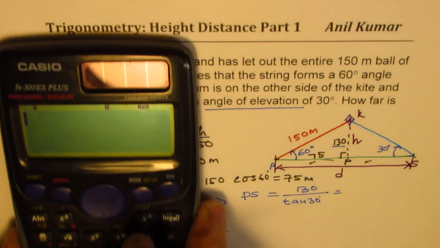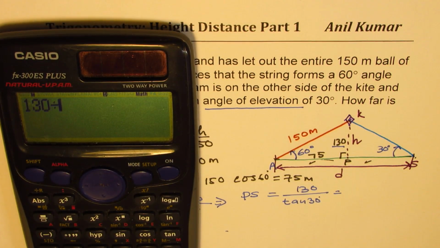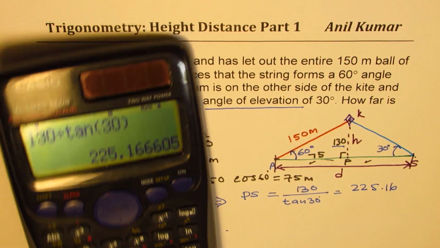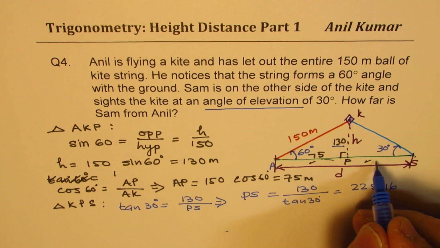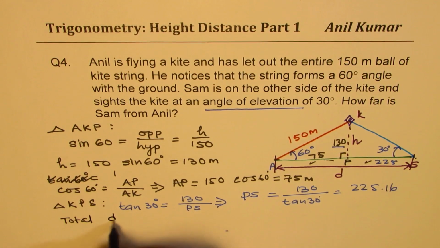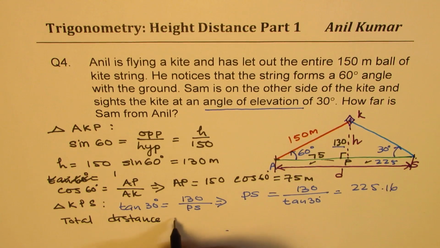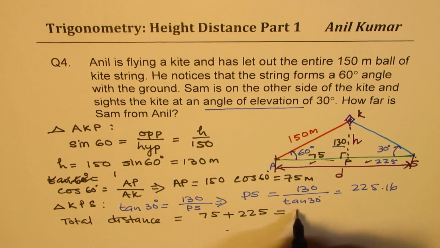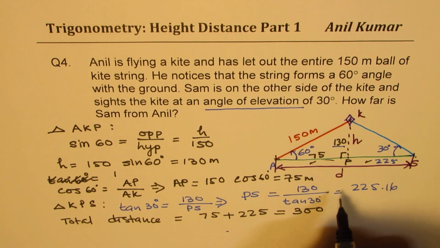Okay, let's calculate this now. 130 divided by tan of 30 degrees is 225.16. We'll round it to 225. Is that okay? So this is 225, the other one is 75, and therefore the total distance between them is how much? We have to add these two, so we add 75 with 225, correct? That is 300. And since we are given this in meters, the units will be 300 meters.